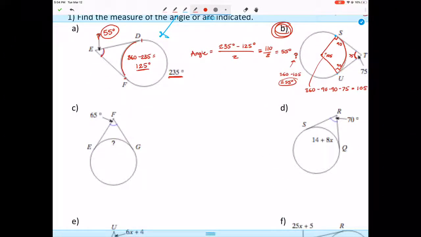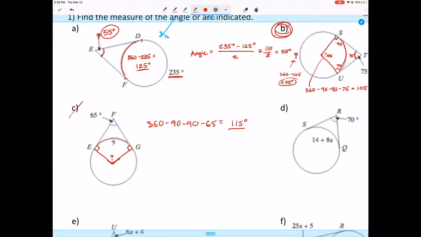Okay, so it's the same with C. Although you don't have to do as many steps, you'd still know that these are right angles. So we want to find this question mark, which is the same as the angle, because this is a central angle. With a central angle, you know that the angle is the same as the arc. So all we need to do is 360 minus 90 minus 90 minus 65, and that would give you 115 degrees.